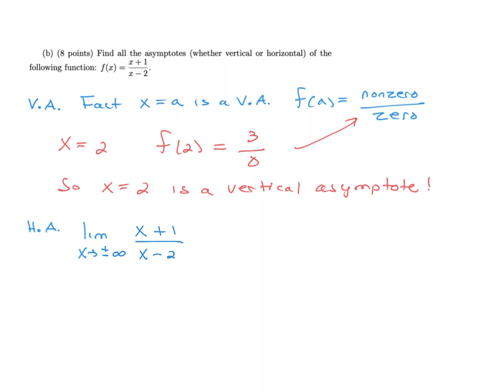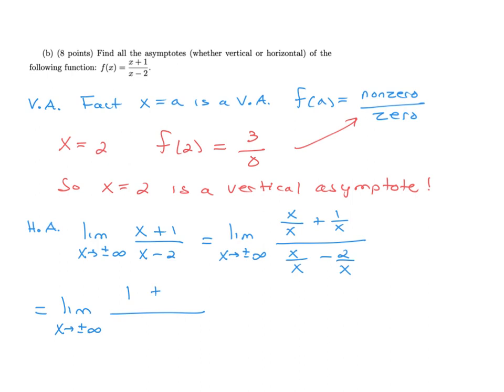To carefully compute this limit, I'm going to divide every term by x. That's the x that has the largest exponent in the denominator. So this is the limit as x approaches plus or minus infinity of x over x plus 1 over x, divided by x over x minus 2 over x. Now, if we simplify, this is the limit as x approaches either positive or negative infinity of 1 plus 1 over x, divided by 1 minus 2 over x.